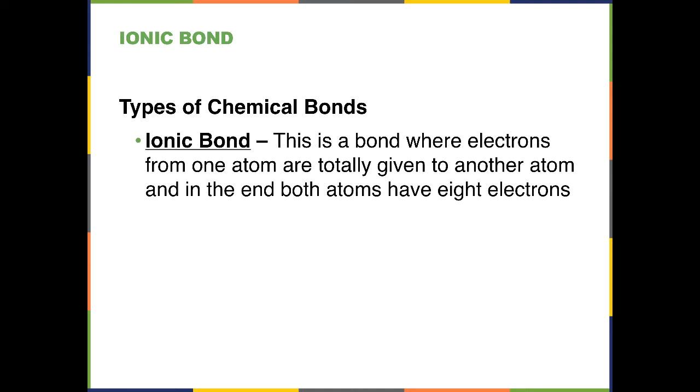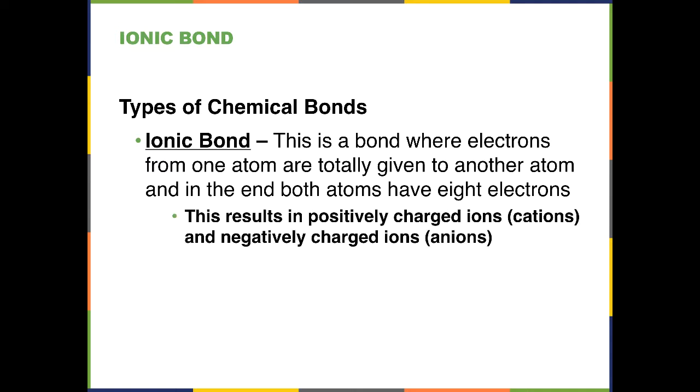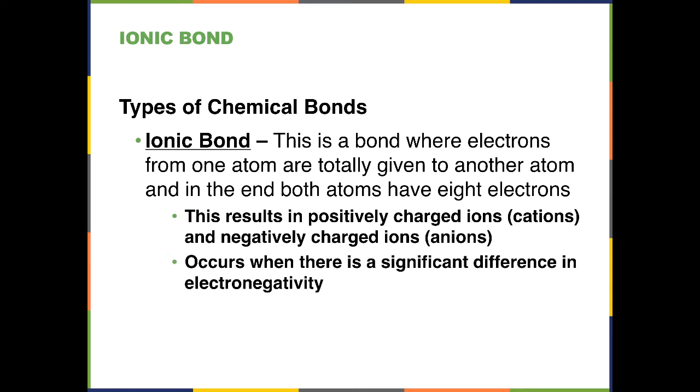Now, the first type of chemical bond that we'll talk about is the ionic bond. The ionic bond occurs where electrons from one atom are totally given away by that atom to another atom, which takes them freely, and at the end each atom has 8 electrons in its outer shell. The result is a positively charged ion called a cation and negatively charged ions called anions. This type of bond occurs when there's a significant difference in electronegativity between the atoms.